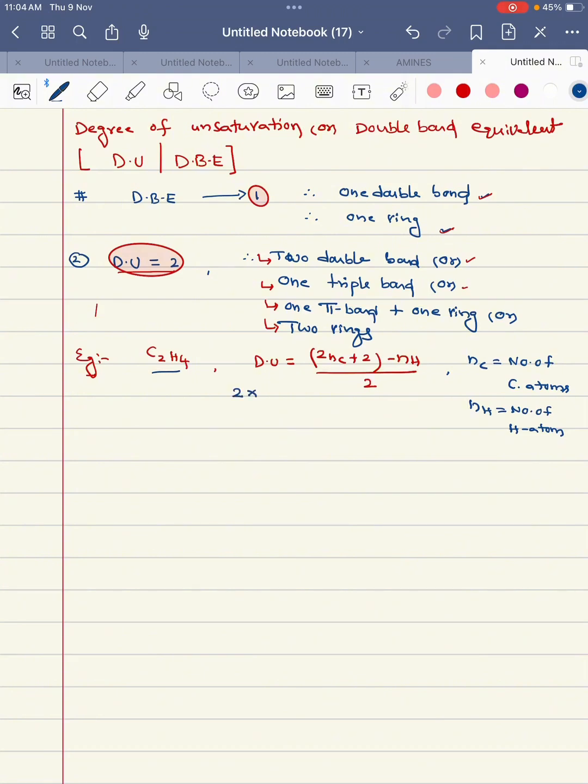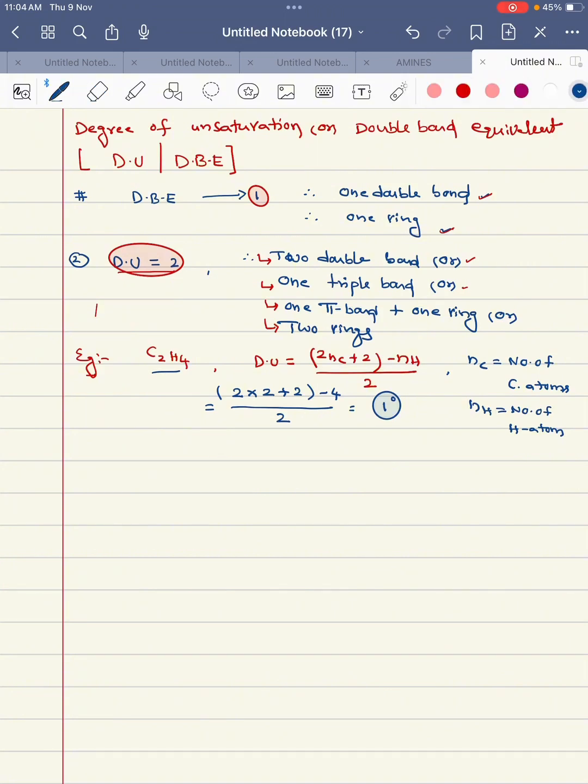So 2 into the number of carbons, 2, plus 2, minus the number of hydrogen atoms, 4, upon 2. So what is the answer, students? 2 into 2 is 4, 4 plus 2 is 6, 6 minus 4 is 2, 2 divided by 2. The answer is 1 degree. I got Du is equal to 1 degree. It means one double bond is possible, and one ring is also possible.